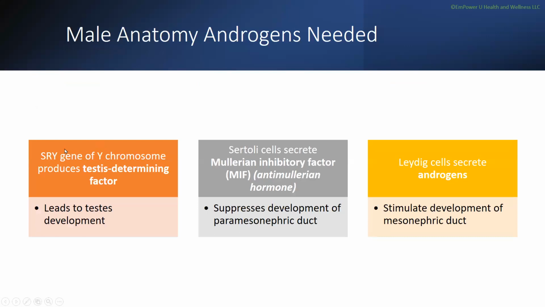The androgens that are needed include, so if a fetus has the SRY gene on the Y chromosome, it'll produce testes determining factor. This will lead to testes development: Sertoli cells and Leydig cells. Sertoli cells will secrete Müllerian inhibitory factor or anti-Müllerian hormone, which suppresses the paramesonephric duct to prevent female sexual characteristics from forming. And then Leydig cells are secreting androgens, which will actually stimulate development of the mesonephric duct. All three of these have to go correctly to have development of male genitalia.